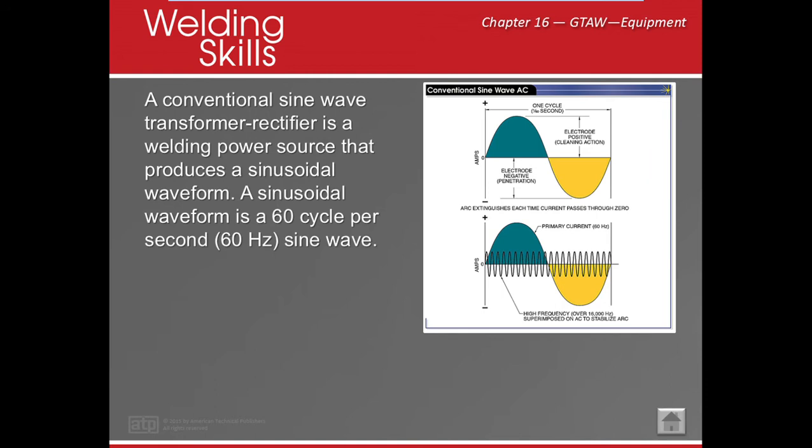Okay, so in the beginning, way back in the day, what they had was conventional sine wave. Okay, and this was made from a transformer rectifier. It would create waveforms of 60 cycles per second, or 60 hertz, as a sine wave. Okay, this wave is not the best because it doesn't stay in one waveform, positive or negative, long enough to clean well enough or penetrate well enough. Okay, but this wave is considered a balanced wave because the positive and negative cycles are balanced.